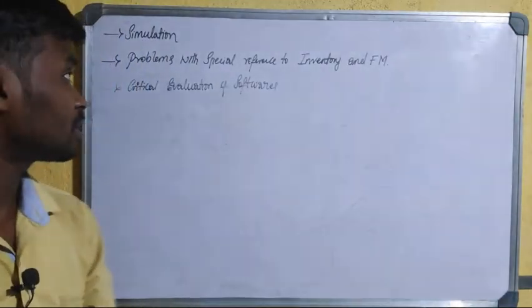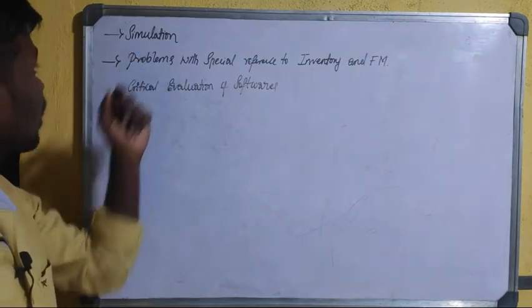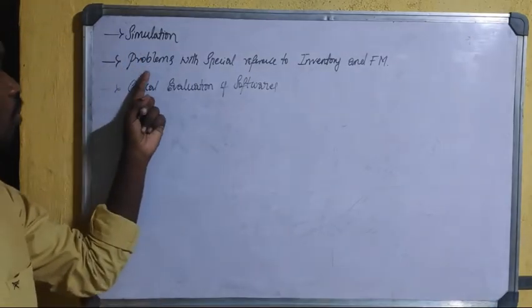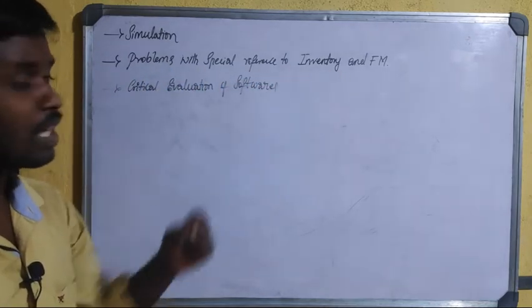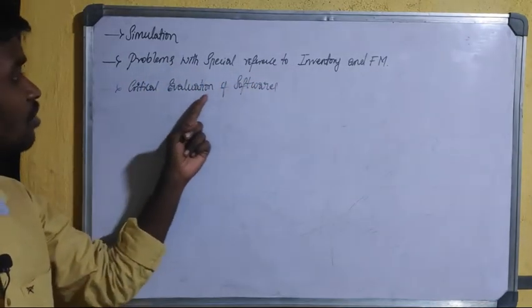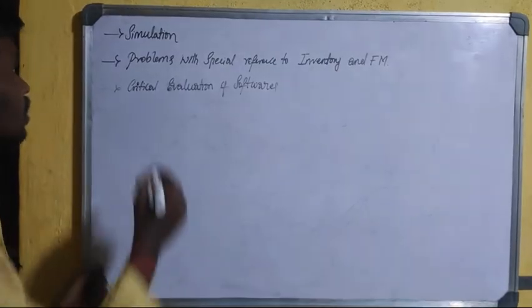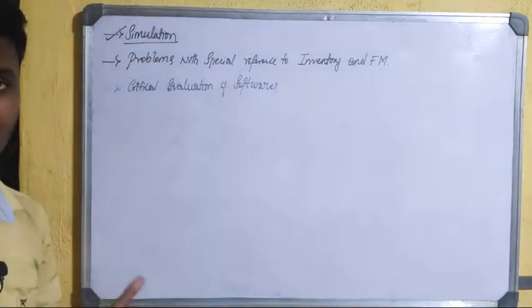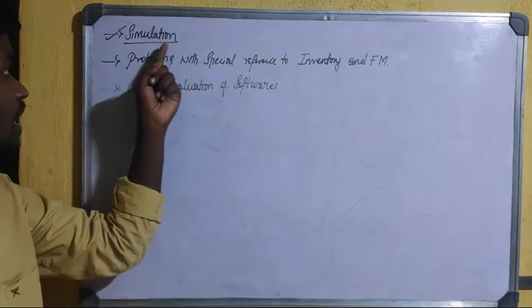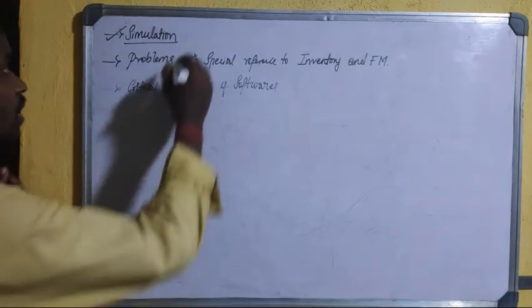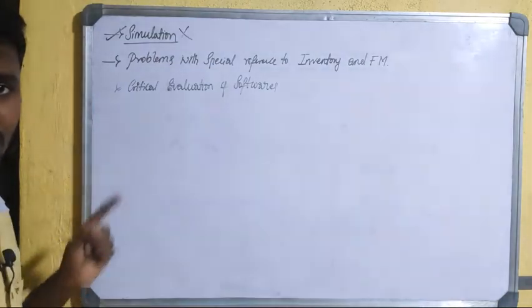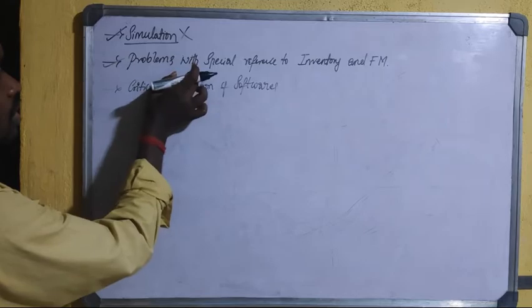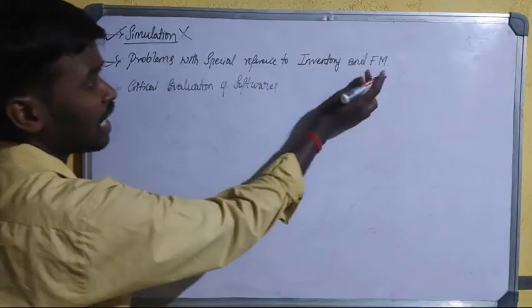According to your syllabus copy, you have the other concepts in this module, that is simulation and problems with special reference to inventory and financial management, and critical evaluation software. The simulation concept we have already discussed in the previous chapter under probability, along with an example. So this concept is also completed. Now the other concept, the problems with special reference to inventory and financial management.